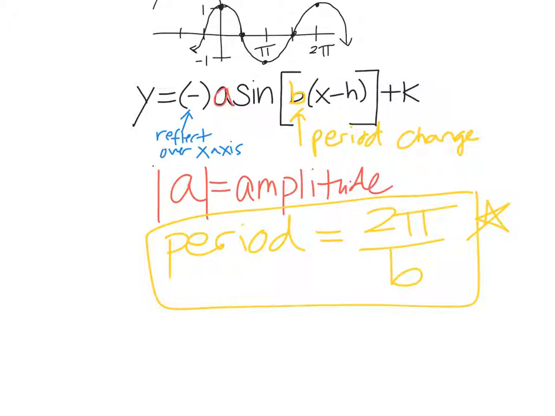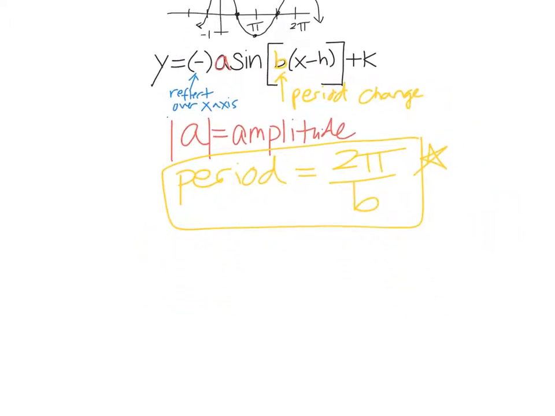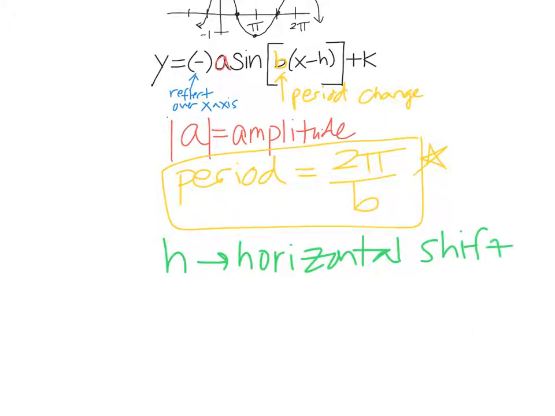And then finally, H is going to be a horizontal shift in the opposite direction. X is the variable. Opposite direction. So we'll look at that.